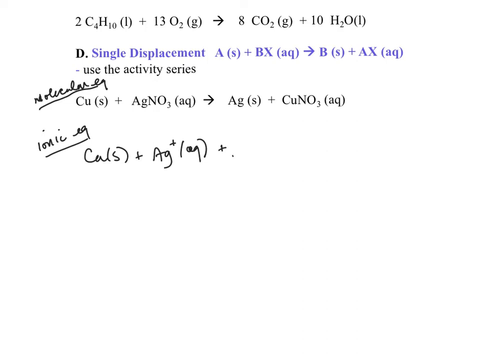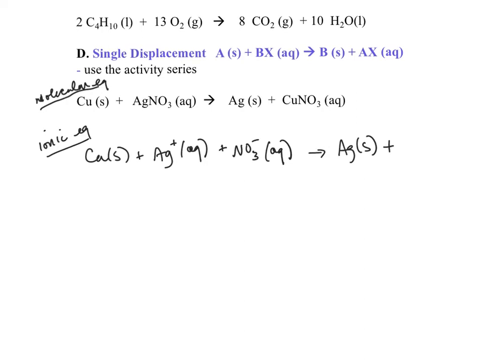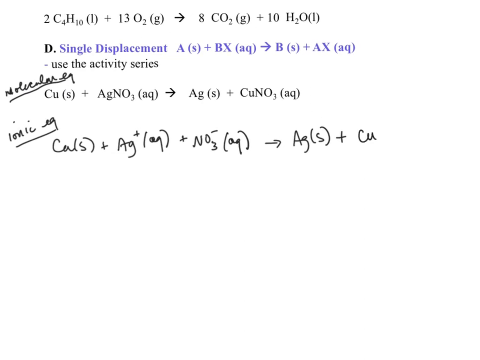So you have silver, and then the polyatomic ion stays intact. It does not break up into nitrogen or oxygen. And then you have aqueous for that. And then it forms the silver solid plus copper. You're going to break this one up. Aqueous plus nitrate.